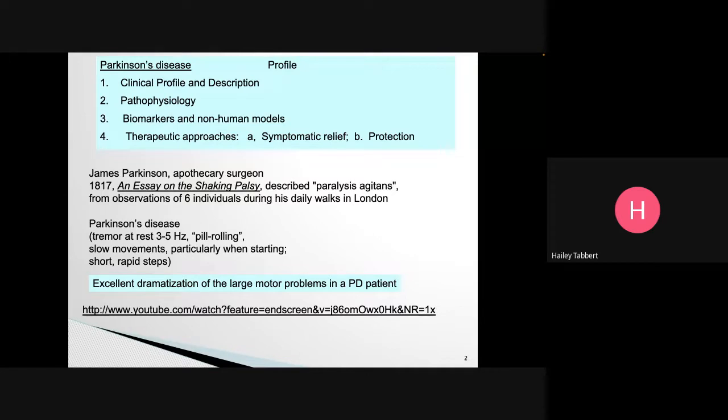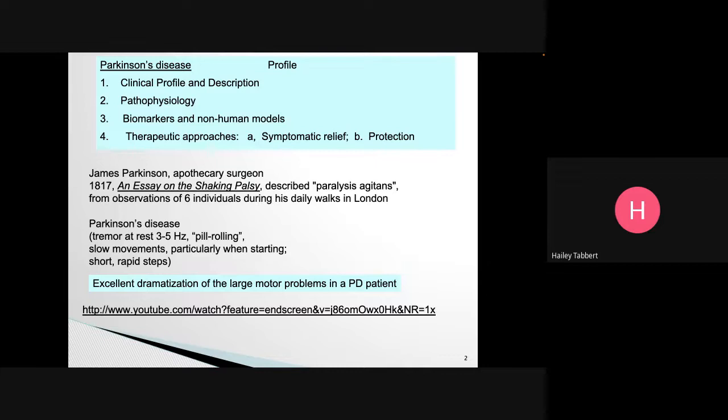Okay. So we're going to be talking a little bit about the clinical profile and description of Parkinson's, as well as the pathophysiology. We'll talk a little bit about the biomarkers and the therapeutic approaches as well. So just a little bit of history. Parkinson's was coined and discovered by a man named James Parkinson in 1817, who was an apothecary surgeon. And he wrote an essay on what he termed the shaking palsy. He described it as paralysis agitans, from observations he made in 6 individuals while he was just walking around the streets of London during his normal day.